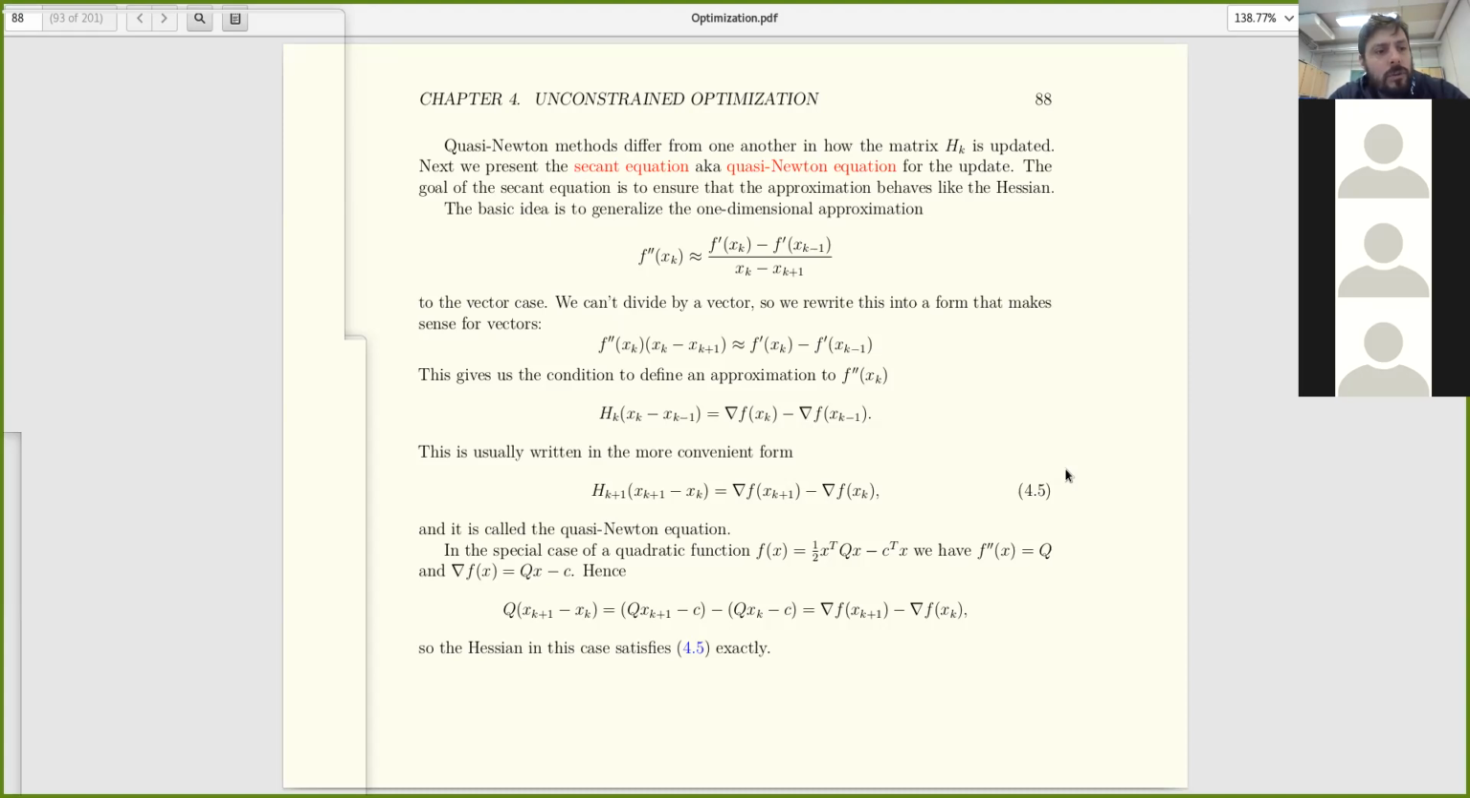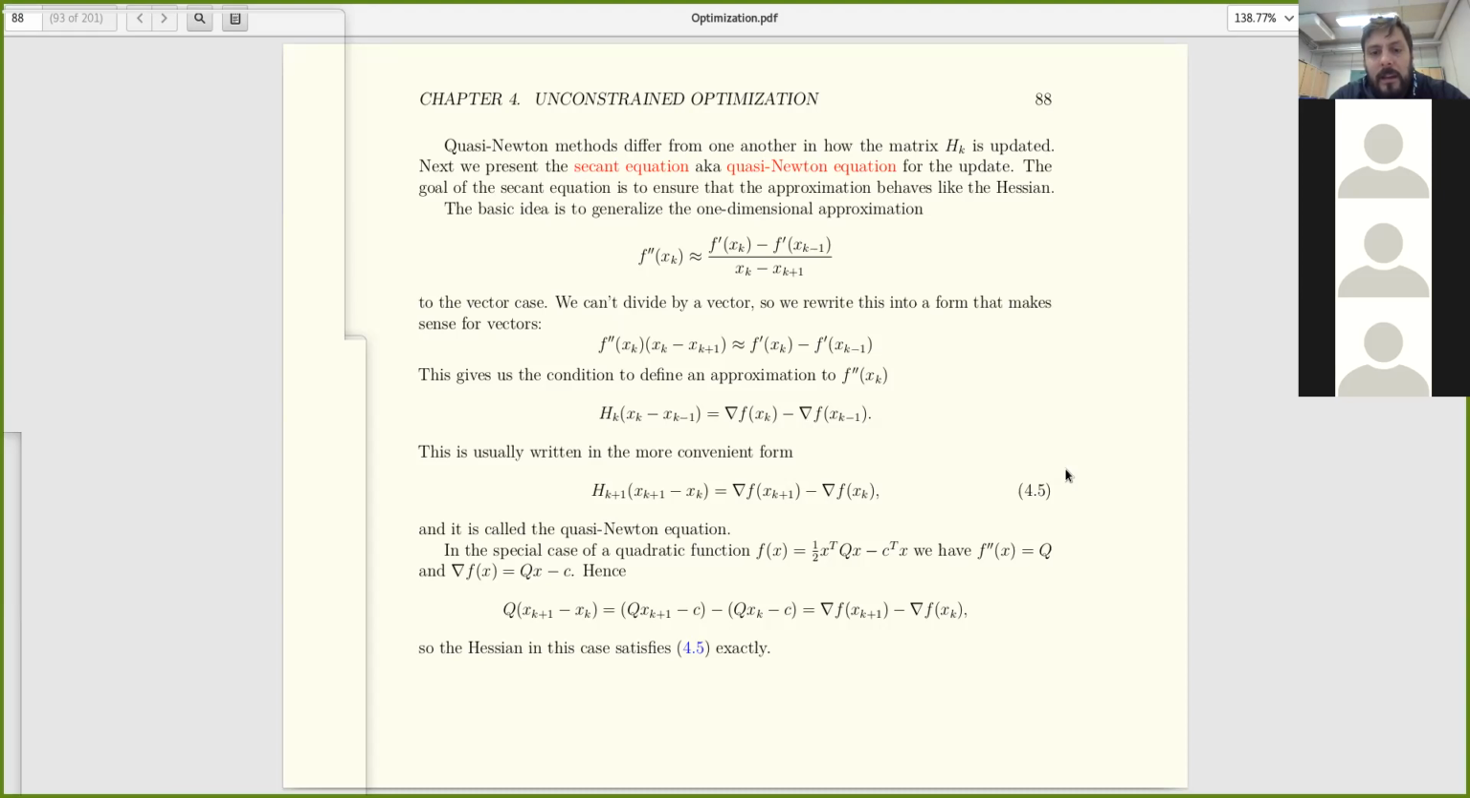So the matrix should have this property that it approximates the change in the gradient when we multiply it with the change in the point. And this is called the quasi-Newton equation. So from this equation, any matrix that actually satisfies or gives us a good approximation that closely gives us this idea of 4.5 is a good matrix for that.